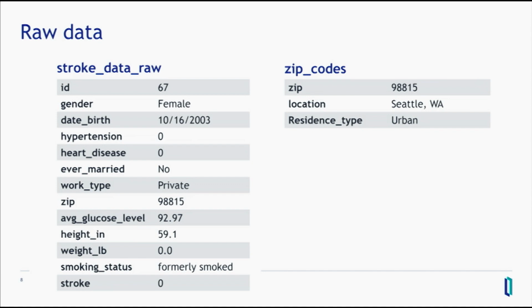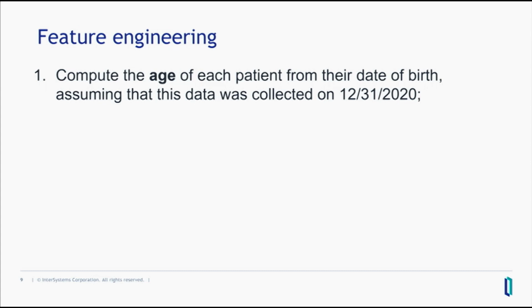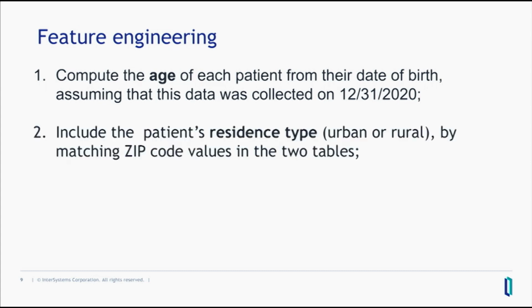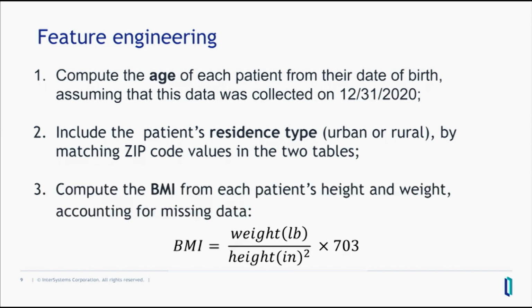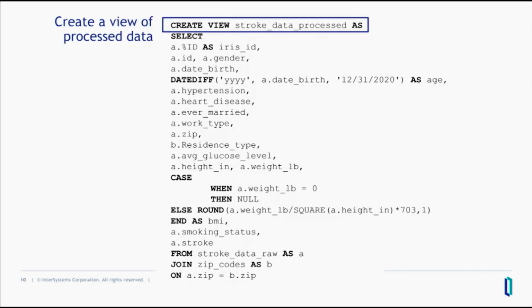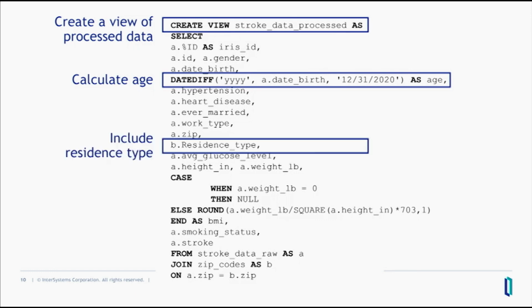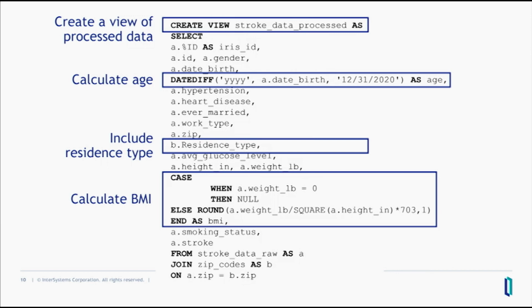So our course of action is going to be the following. We are going to compute the age of each patient from their date of birth. We're going to include their residence type, urban or rural, by matching the two tables. And last, we are going to compute their BMI, accounting for the missing data. And all of this is going to happen on our Cloud SQL portal with one single SQL statement. And if this looks intimidating, it does exactly what I just described. It creates a new view for all of our processed data with the calculated age, the residence type, and the BMI. So let's go ahead and do that.